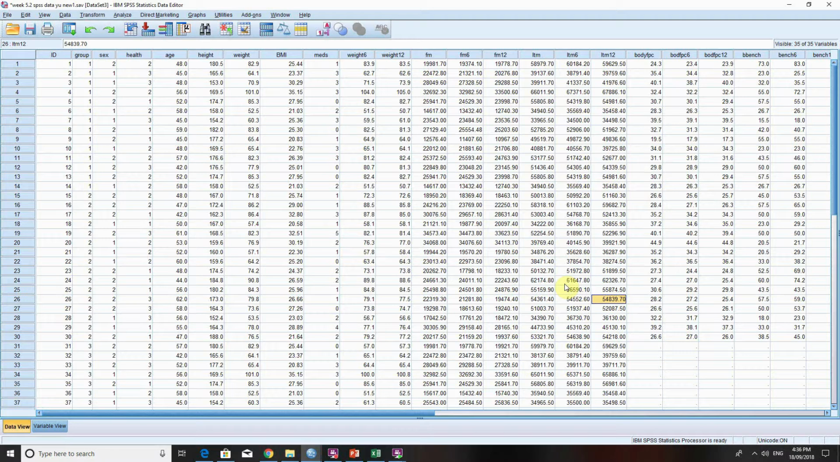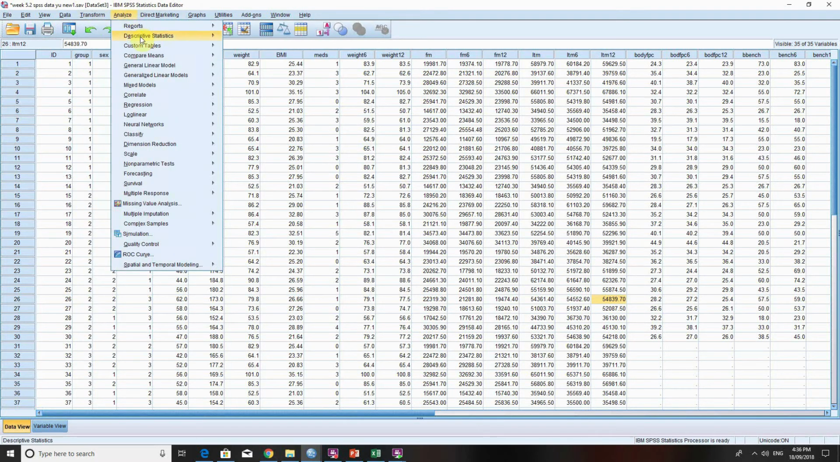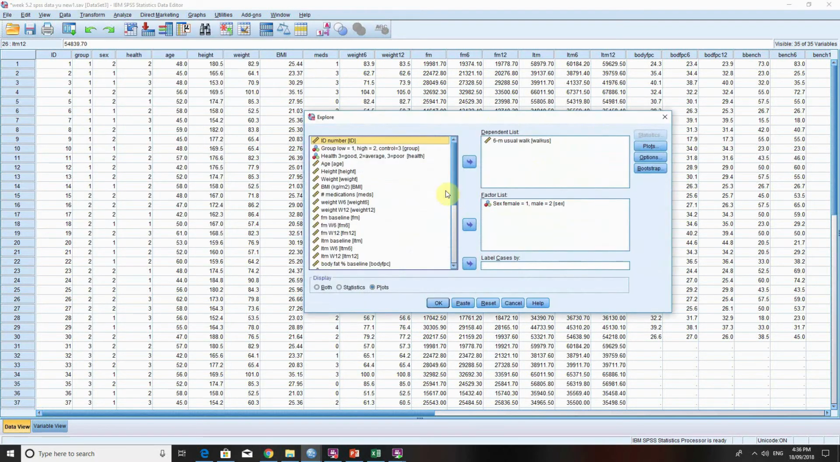Now, to answer that question, I'm going to be doing one of two tests. I'm either going to be doing an independent t-test or a Mann-Whitney U-test, depending on whether or not my data is normal. So to check my normality, I'm going to go to Analyze, Descriptive Statistics, and Explore. In my dependent list, I have 6 meter usual walk, and in my factor list, I have gender.